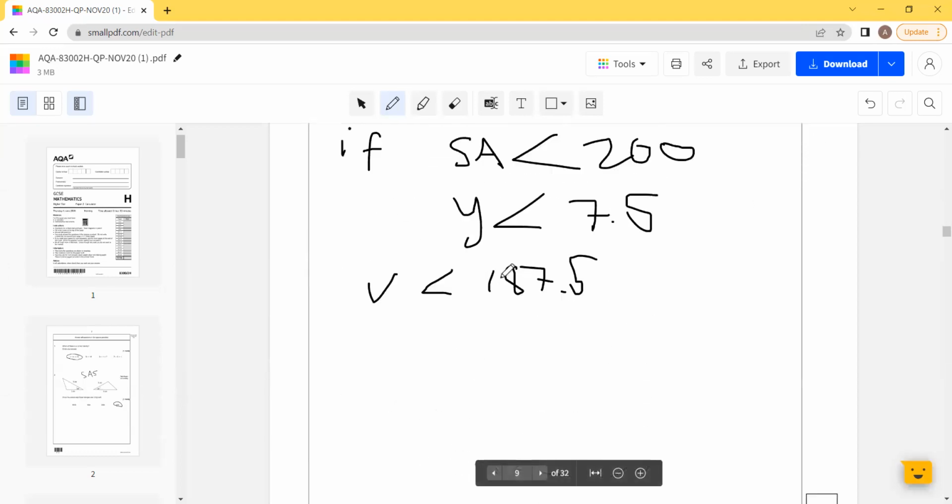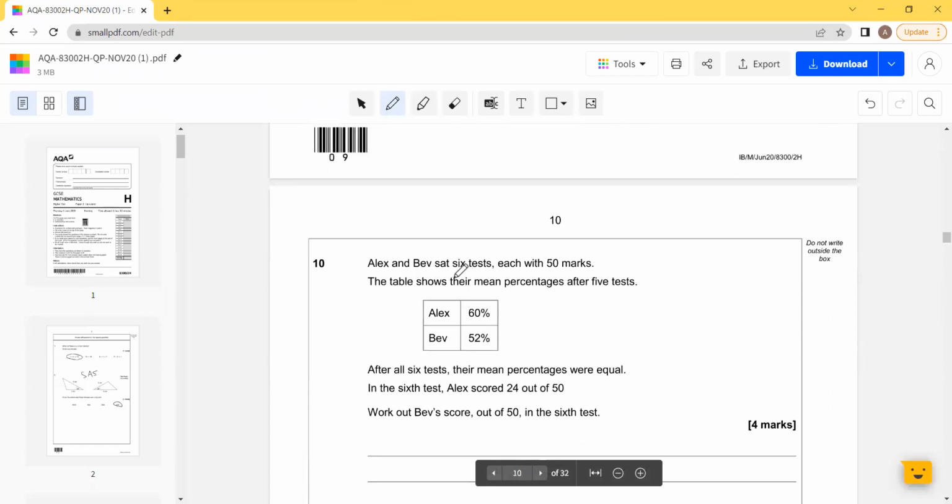So it will be smaller. Okay. Question 10. Alex and Bev sat 6 tests, each with 50 marks. The table shows the mean percentages after 5 tests. Alex's mean is 60% and Bev has a mean of 52%. After all 6 tests, the mean percentages were equal. In the 6th test, Alex scored 24 out of 50. Work out Bev's score out of 50 in the 6th test.